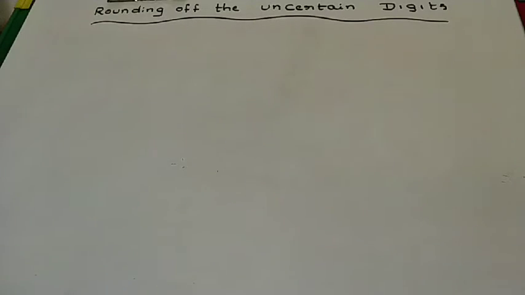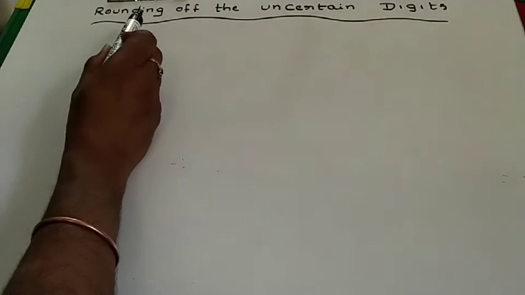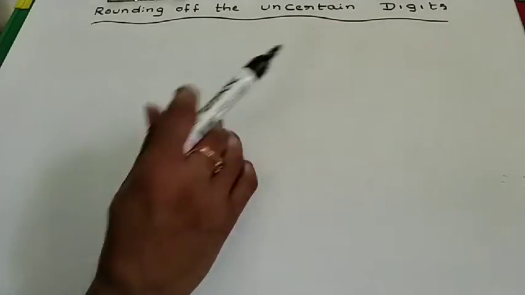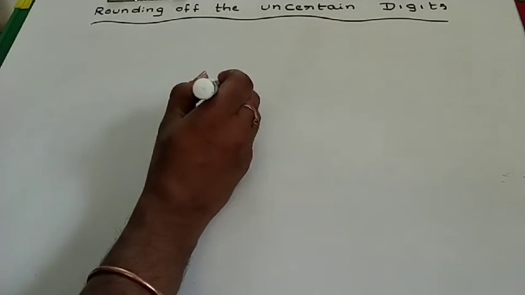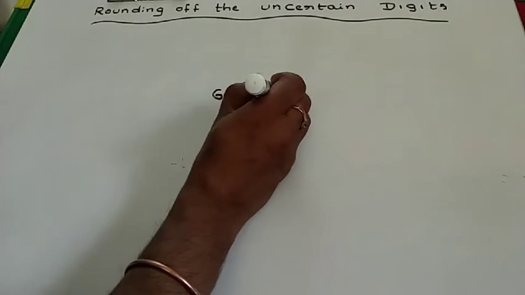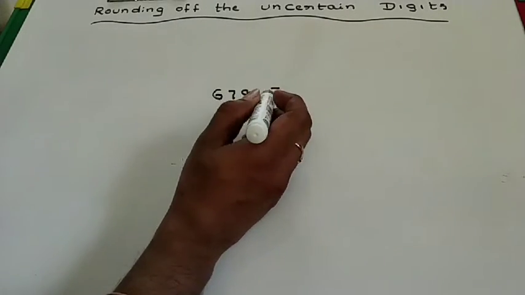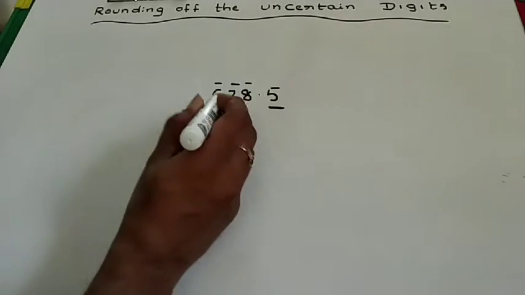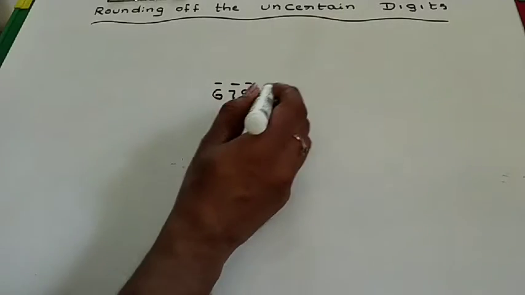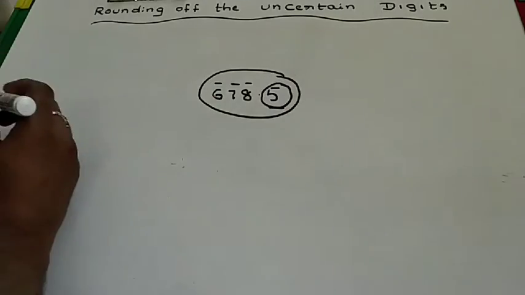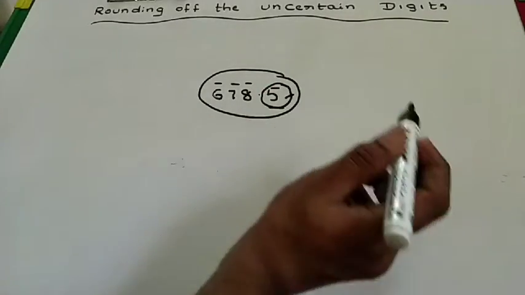Students, in this video we are going to discuss rounding off the uncertain digits. That means take 678.5. This is an uncertain number; 6, 7, 8 are certain numbers. How can we round off the whole number with the help of the uncertain number?